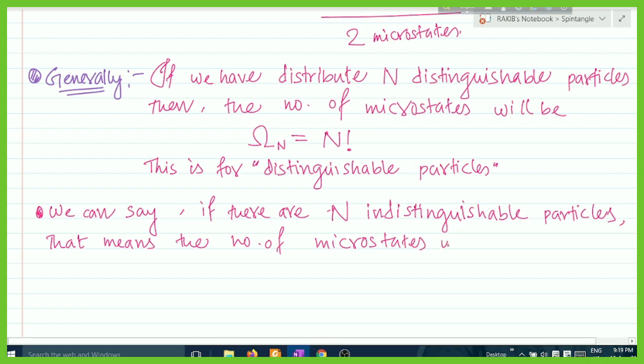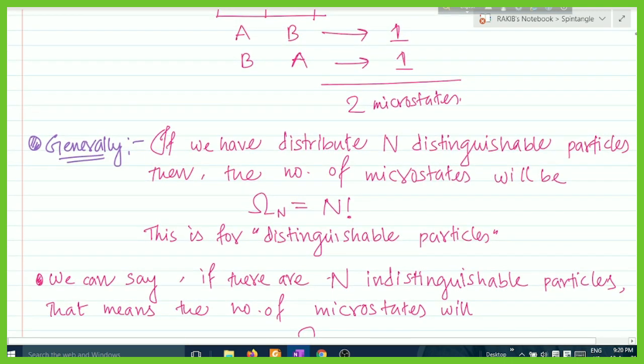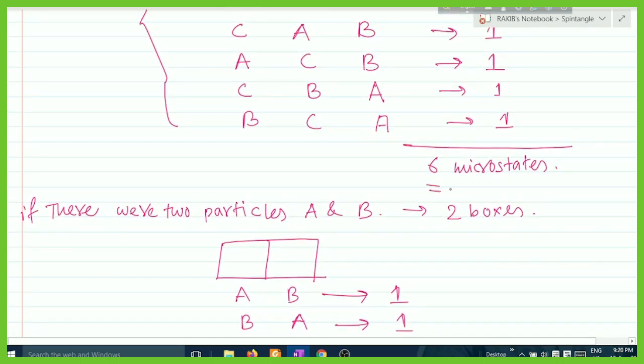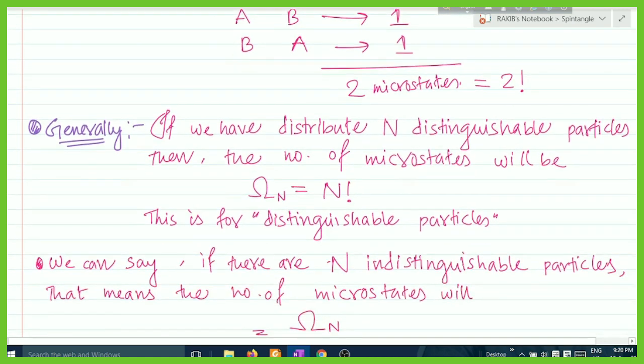Microstates will be equal to omega n upon n factorial. In case of distinguishable particles, you can check this by our examples. In distributing 3 particles, you have 3 factorial microstates. In distribution between 2 particles, you have 2 factorial microstates. In distributing n particles, you have n factorial microstates.